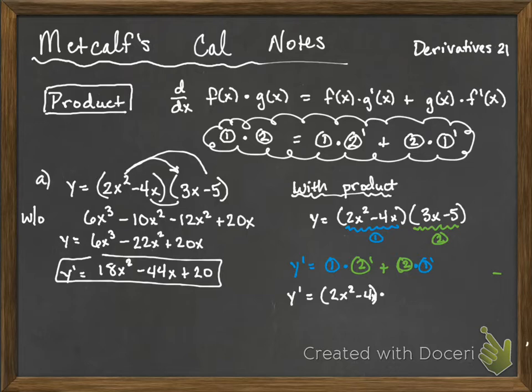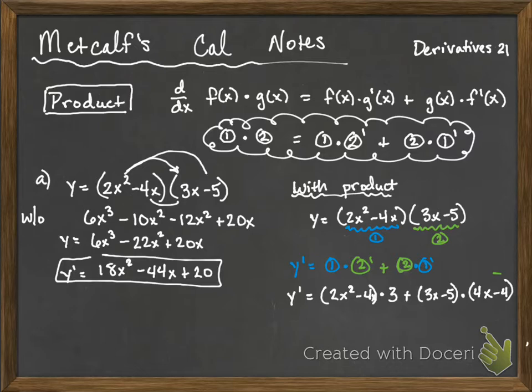The derivative of the second is just 3. Plus, then we're going to take just the second, 3x minus 5, and multiply that by the derivative of the first. The derivative of the first, 2 times 2, is 4, minus 4x, minus 4.